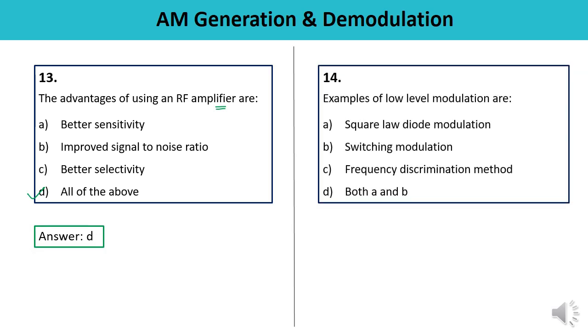Next question. Examples of low level modulation are. Here the options are given as square law diode modulation, switching modulation, frequency discrimination method, and A and B. Last one. So in a low level amplitude modulation system, modulation is actually done at lower portion of carrier and modulating signal. It means the output power of the modulation is low. So power amplifiers are required there to boost the signal strength up to the desired power level. It means here both the options, square law modulation and switching modulation, means the correct option is D.